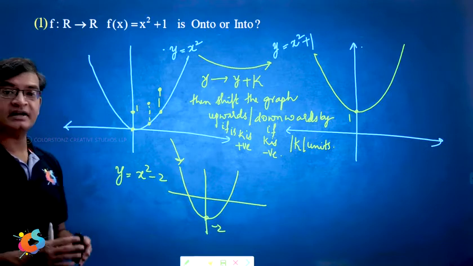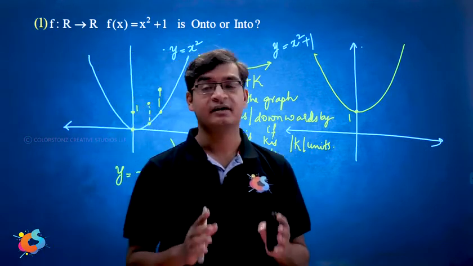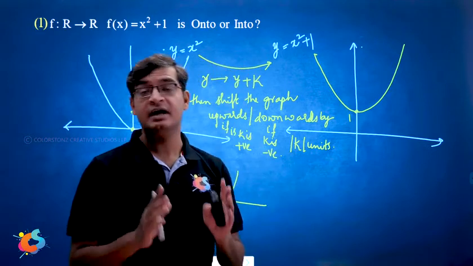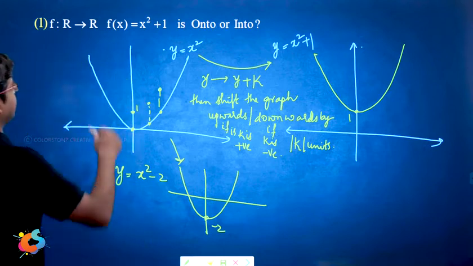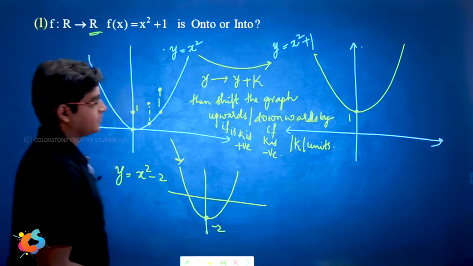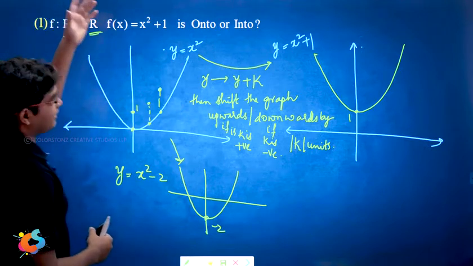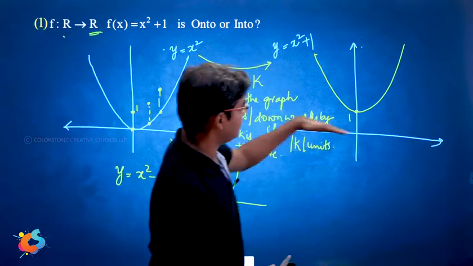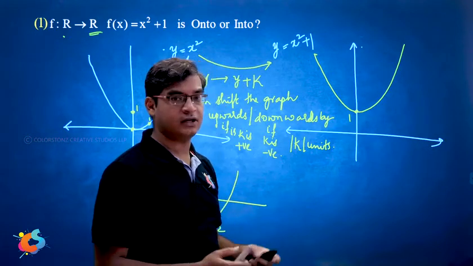Now, whenever we are deciding if it is onto or into function, we are interested only in comparing range of the function and codomain of the function. So what is the codomain of the function? That we already know. That is all real numbers. And what is the range of the function? The input values are all real numbers. So the input are all real numbers.